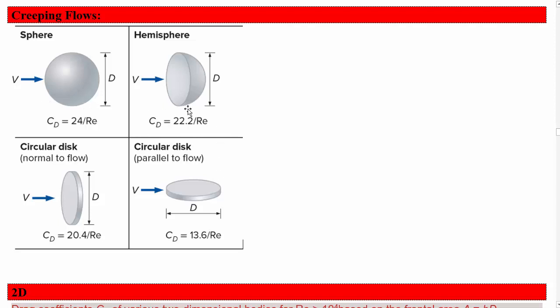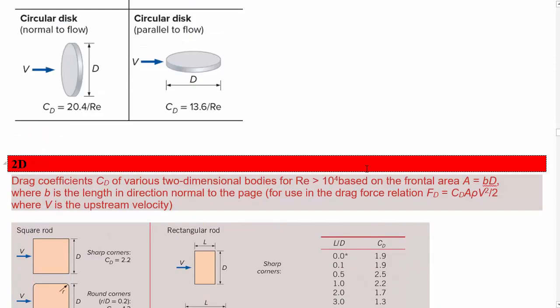So a sphere, hemisphere, and circular disc normal to the flow or parallel to the flow end up with drag coefficients defined like this: 24 over Reynolds number, 22.2, 20.4, and 13.6 over the Reynolds number, with Reynolds number using the diameter shown here as its length factor. The velocity for Reynolds number would be the free stream velocity.